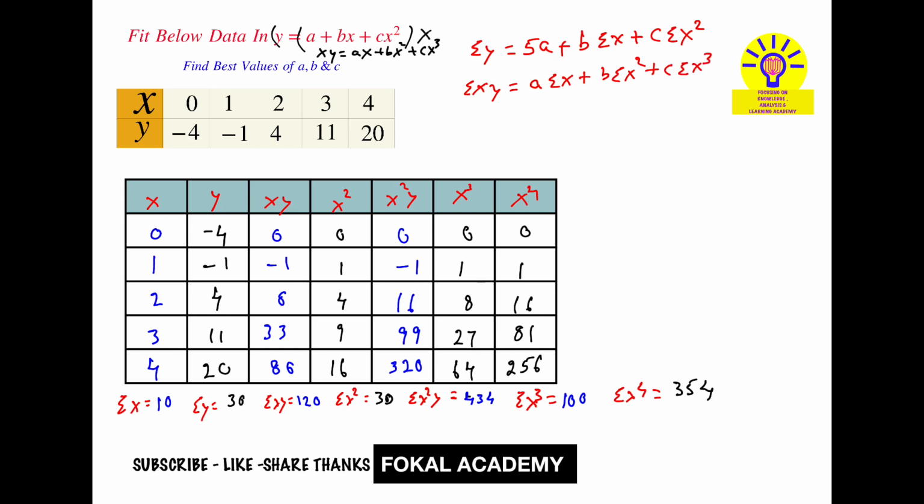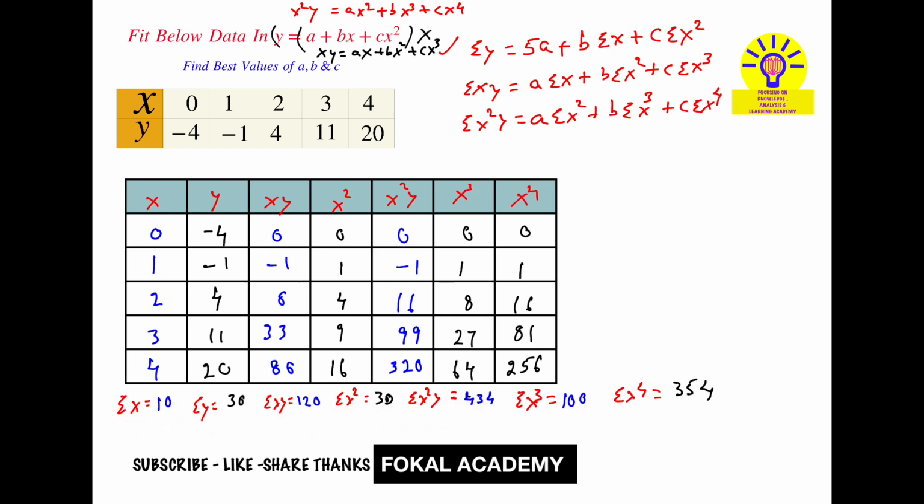Now again product with x, this equation, then we get x square y equal to ax square plus bx cube plus cx power 4. Now apply summation for this equation. Summation of x square y equal to a is constant, a into summation of x square plus b into summation of x cube plus c into summation of x power 4. Now we know that summation of y, summation of x, summation of x square, summation of x cube, summation of x power 4. So here we have all the values.